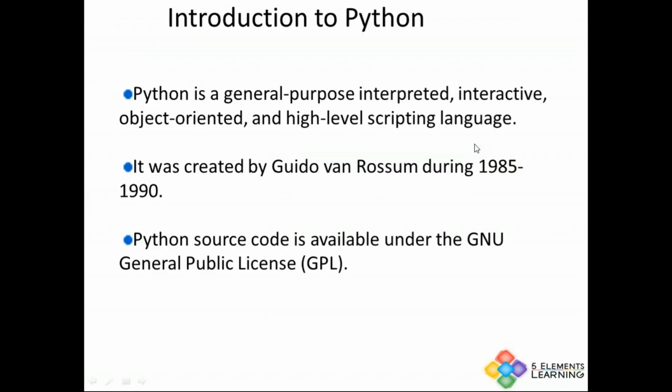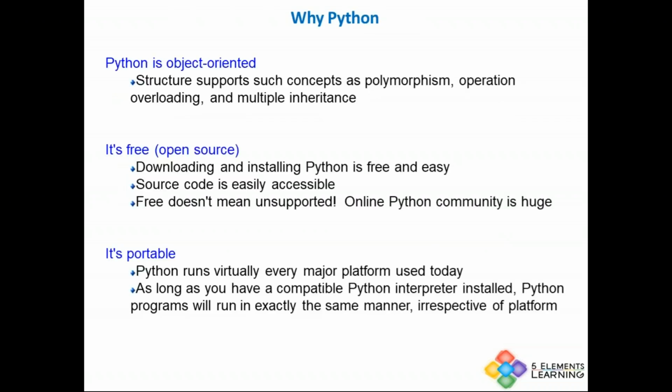if time permits. So Python is basically a general purpose, interpreted and interactive, object oriented, high level scripting language. It was created by Guido van Rossum during the 85 to 90 period, and the Python source code is available under the general public license. So why is Python a popular language?